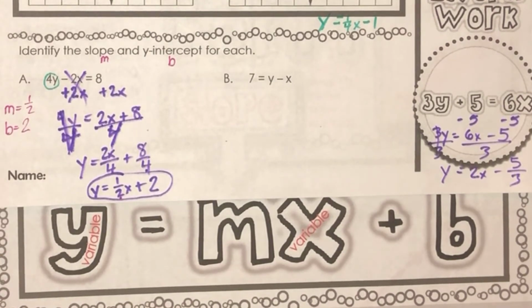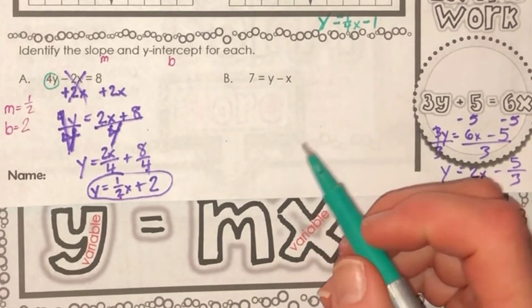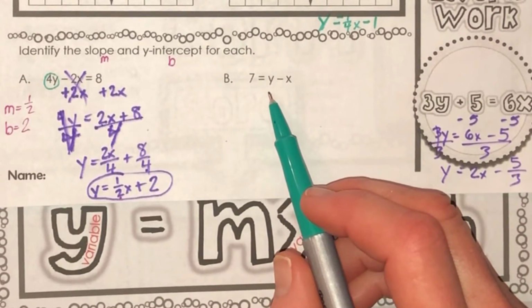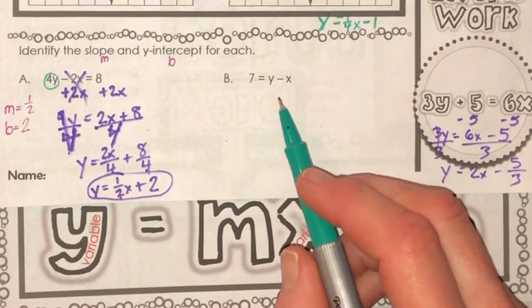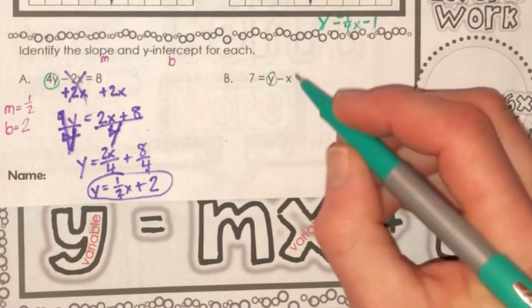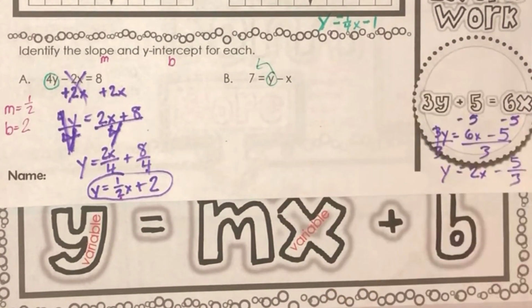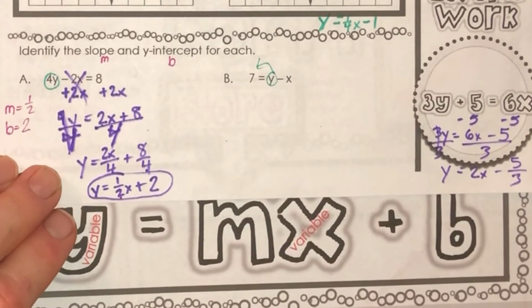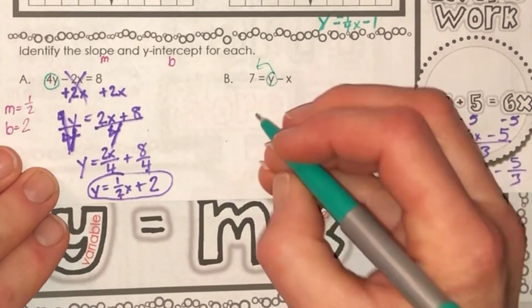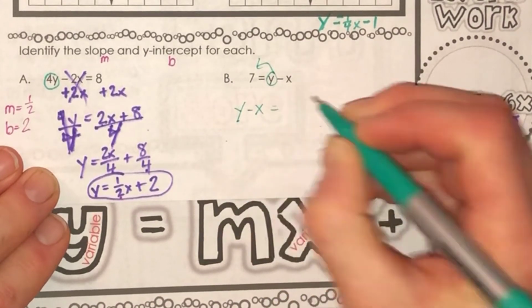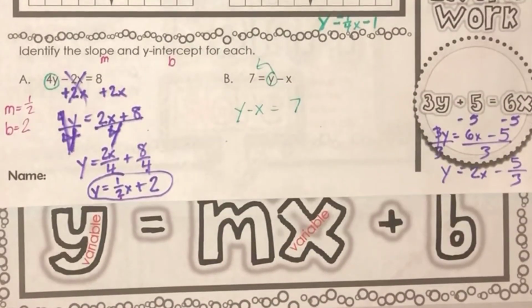Now look at number 8. Oh goodness, everything's on the wrong side. Okay, so let's start with getting this y on that side. Oh, you know what? I'll tell you what we'll do. We're just gonna swap sides. That's the easiest thing. We're gonna take y minus x, so we're gonna put it on this side, and put 7 on that side. There. We didn't change anything except we just switched sides.